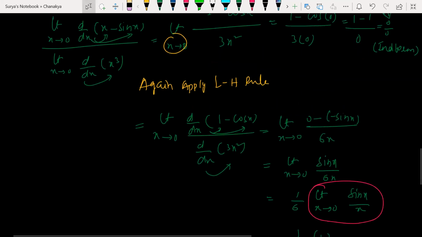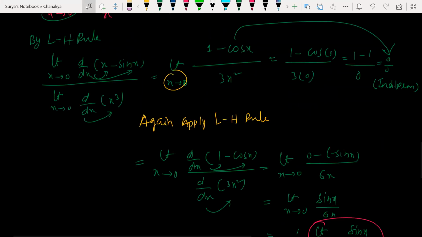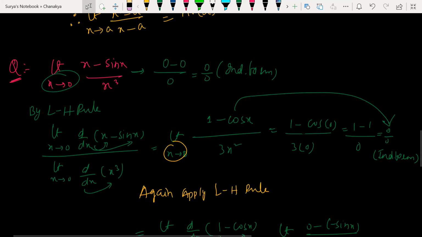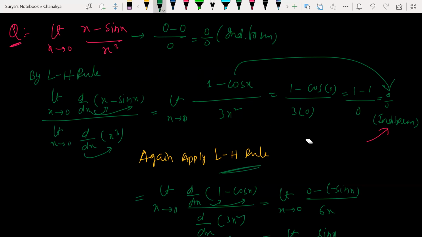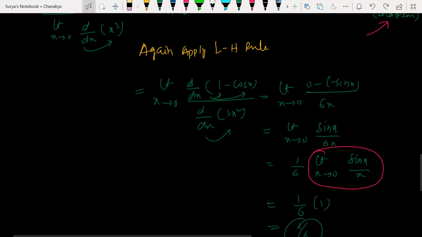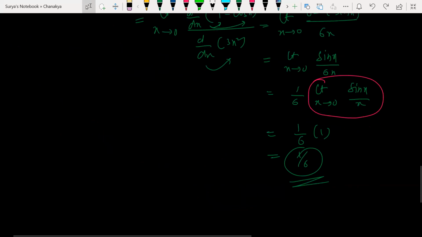This is how, by using L'Hospital rule, you can solve the given question. Clear? What did you understand from this question? If you get 0 by 0 the first time, you must apply L'Hospital rule again to get the final answer. Don't be afraid that you are getting 0 by 0 again. What should you do? Apply differentiation again, apply L'Hospital rule again. After applying it again, you will get the answer as 1 by 6. I hope it is clear with everyone.